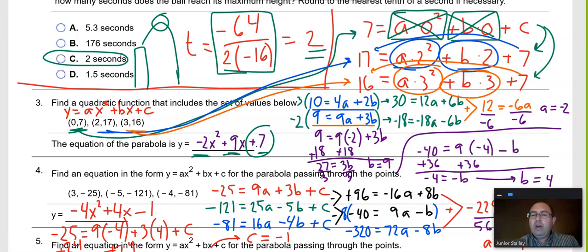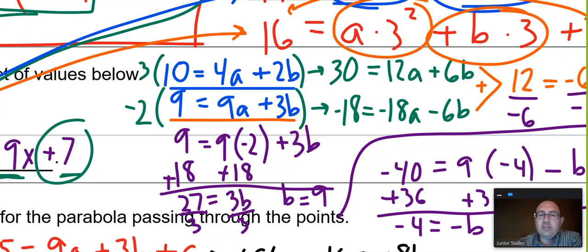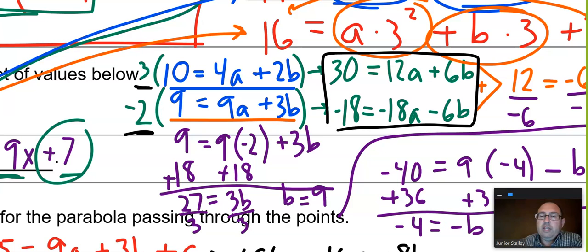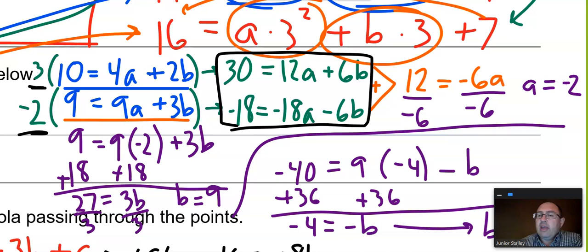Now we are only doing elimination here. So I chose to get rid of the b's. That's what I thought would be a smart idea. So I multiplied the top one by 3 and the bottom one by -2, which gave me these green ones here. And then I was able to add them together. When I added them together, I found out that 12 equals -6a, and so I got all the way down to a equals -2. So now we've got c equals 7 and a equals -2.